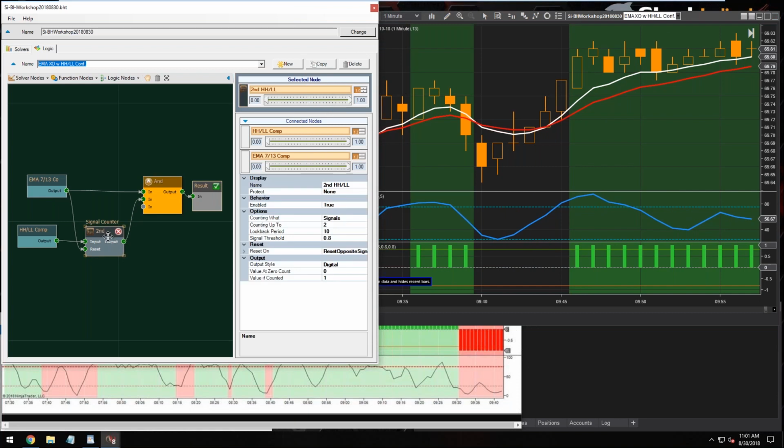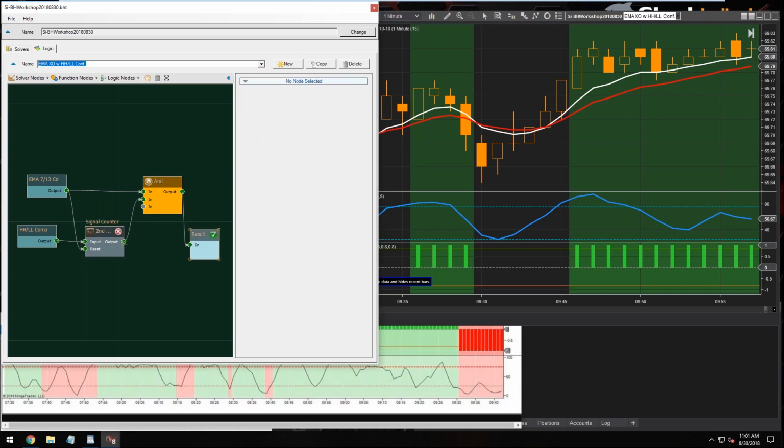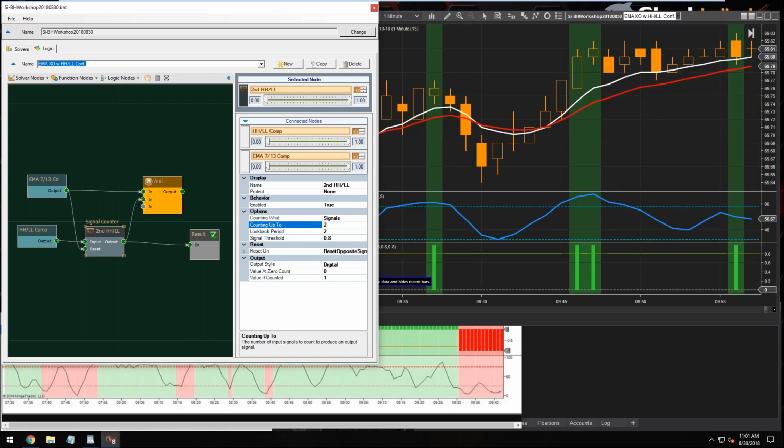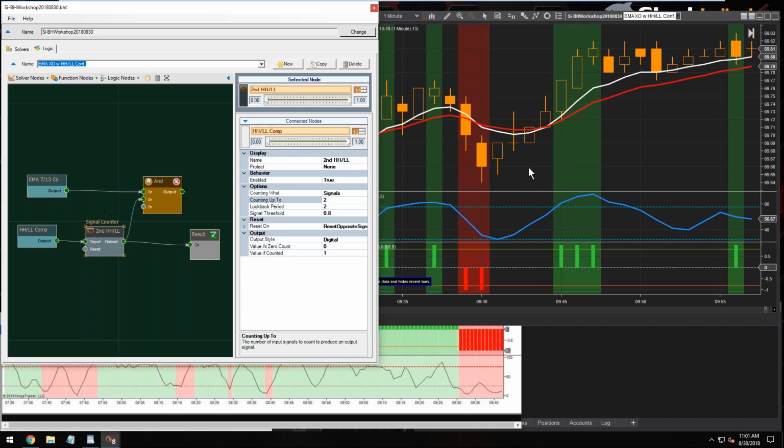You still could use the signal counter, and you could just set your look back period. Let's adjust the output here. We can set our look back period to 2, like so. And yeah, let me disconnect the reset as well.